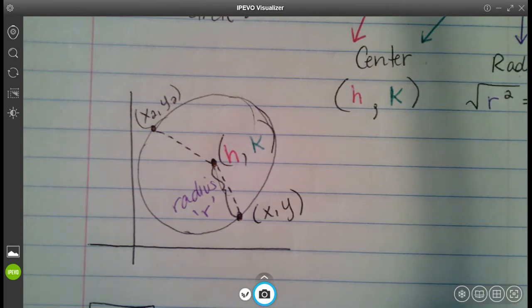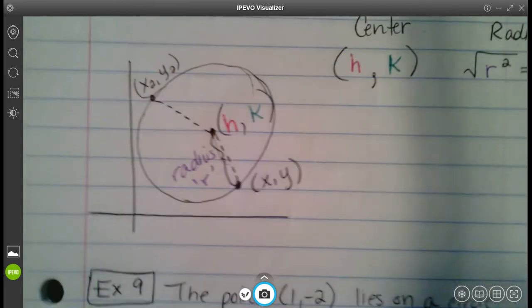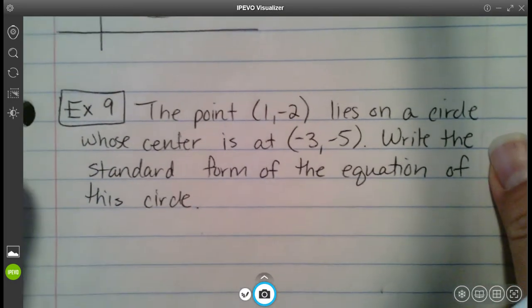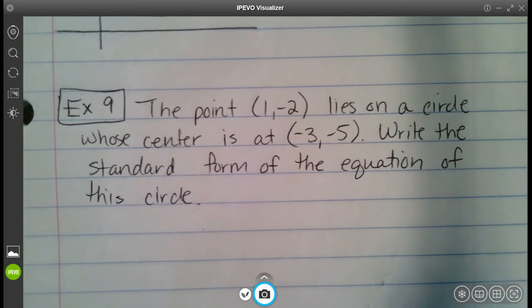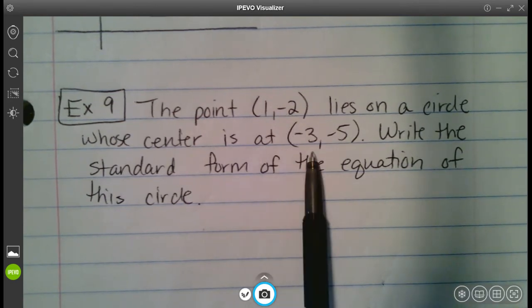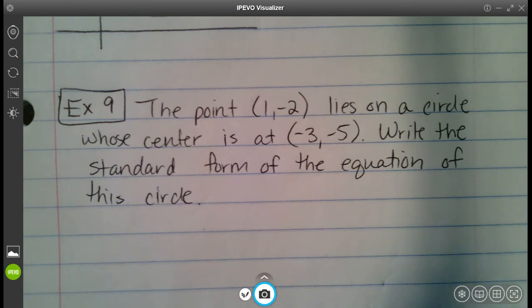All right, let's do an example of one of these problems so you can see how we're going to apply this. This is the last example, hang in there. Example number 9, go ahead and write this down. The point (1, -2) lies on a circle whose center is at (-3, -5). They're telling us straight out that this is a circle, this point is on the edge of the circle, and the center is (-3, -5). Write the standard form of the equation of the circle.